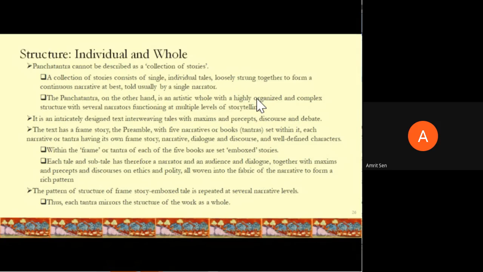Right. So what we're looking at is therefore a text that includes one, maxim and pedagogy; two, discourse, debate, and polemics; three, established literary forms like beast fable and satire and humor. Therefore, the text is a frame story. This is the main story, the preamble with the 5 narratives of books, tantras set within it. So we are actually looking at a kind of a structure of a larger circle, right, where there are the 5 tantras, each narrative having its own frame story. That is Kakolukiyam, the story of the crows and the owls. Narrative, this is what happens, why Cloudy has to face this crisis.